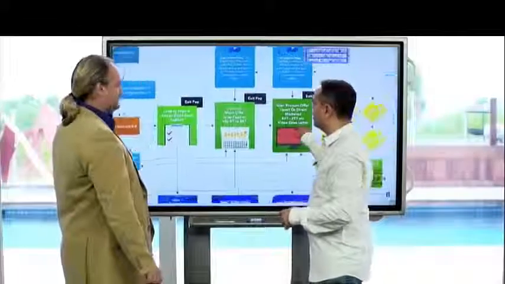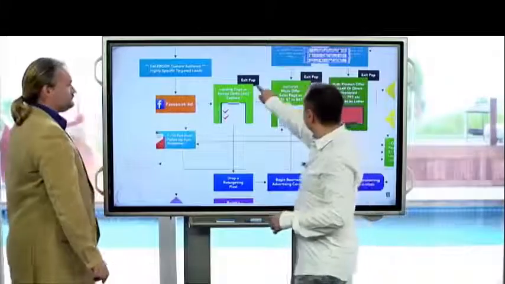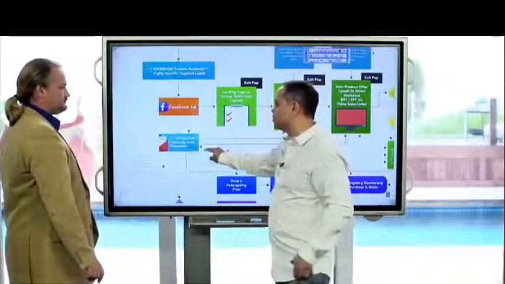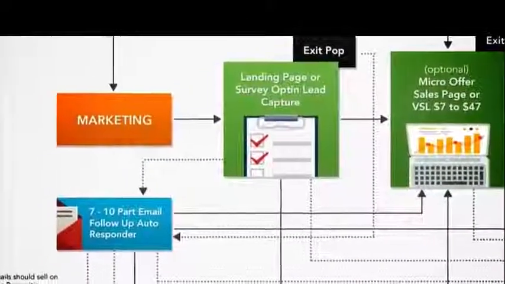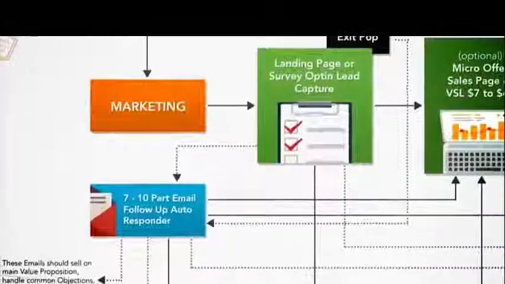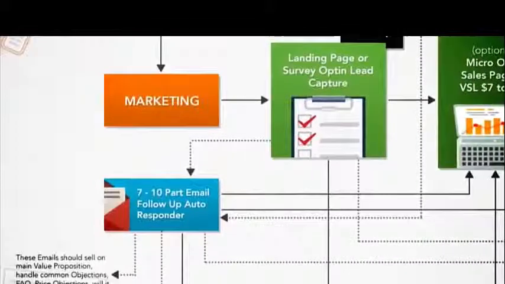And what we also have here, as we can see, this exit pop that captured the initial lead has a 7 to 10 part email follow-up autoresponder, and you can see what that says there. And Andy's going to go over some of the things that you want to focus on.